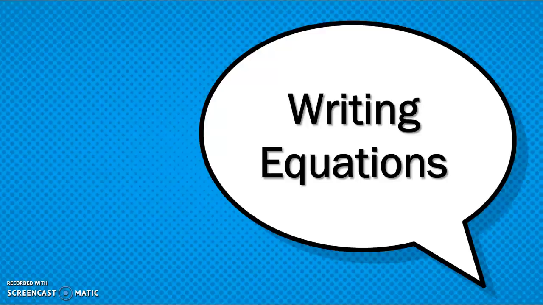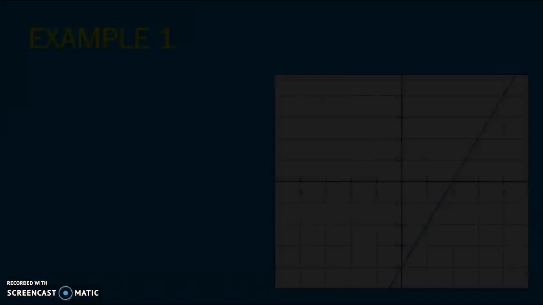Today we're going to talk about writing linear equations. We're going to start easy and look at writing the equations when we have the graph. If we use slope-intercept form, which is y equals mx plus b, then there are two things we need to know: the slope and the y-intercept. Let's get started with our first example.